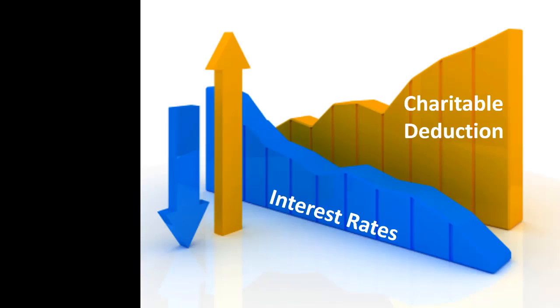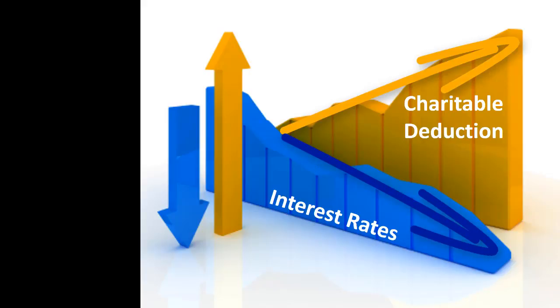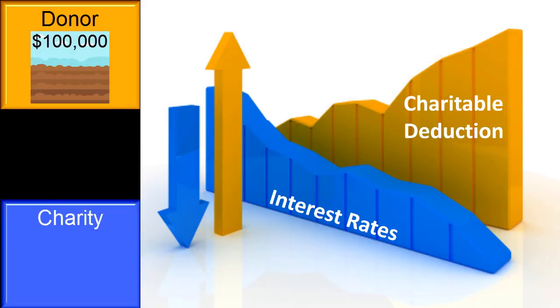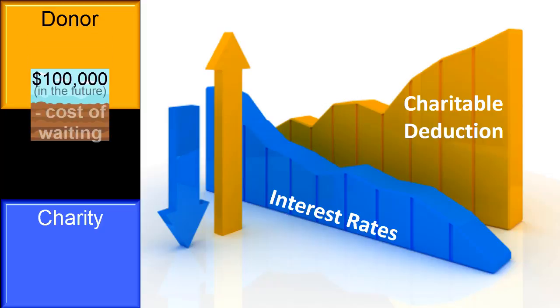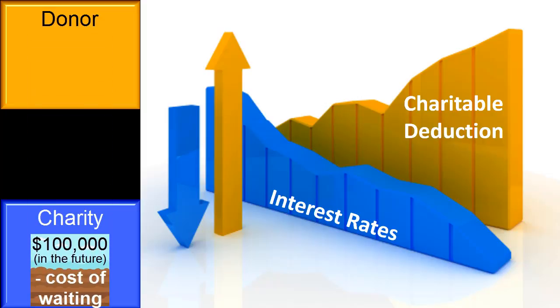For gifts of remainder interests in homes and farmland with a retained life estate, the charitable deduction increases as the interest rate decreases. Consequently, the donor should always choose the lowest available interest rate. The gift to charity is calculated as the present value of receiving the farmland at its current value when the charity must first wait for the current life expectancy of the donor to expire.